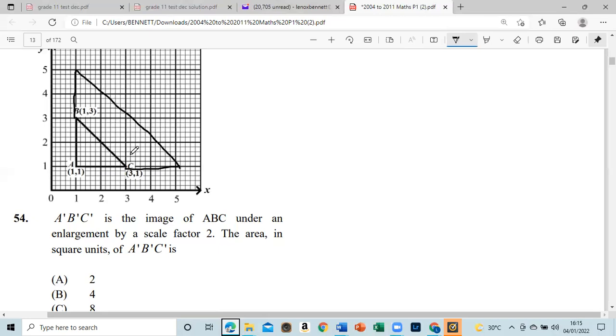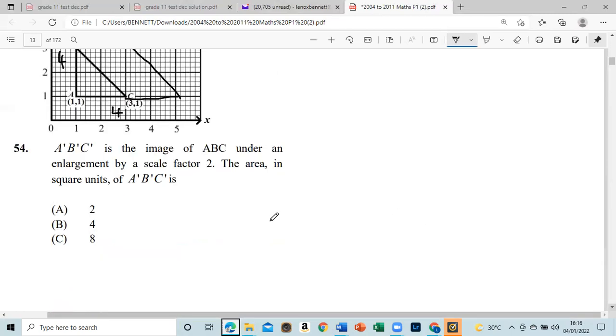So I'll take the image and get the scale factor that doubled. So let me see: 1, 2, 3, 4. So these are 4 units, and this also will be 4 units. And it's a triangle, right? So 4 times 4 gives us 16, divided by 2. So our answer will be 8. Don't guess it, guys. Don't guess it. Stop and see the real explanation.